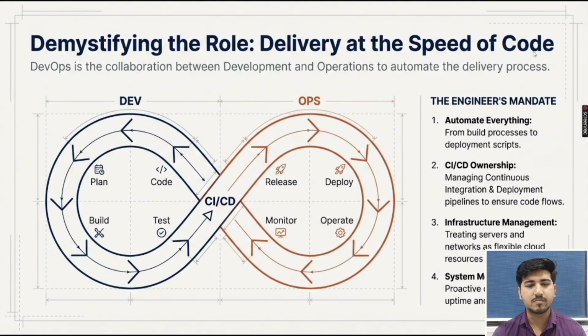There is planning, coding, then testing the code, building the code. These all come under the developer's part, where the development is being done. And in the operational part, there will be release, deploy, monitor, operate. All these things come under the operational part. Then there is the engineer's mandate, which is automating everything from the build process to the deployment of projects. Since you are doing both development and operations in DevOps, you will be writing Linux based scripts. With these scripts you build the process, and then you can automate and deploy as well.